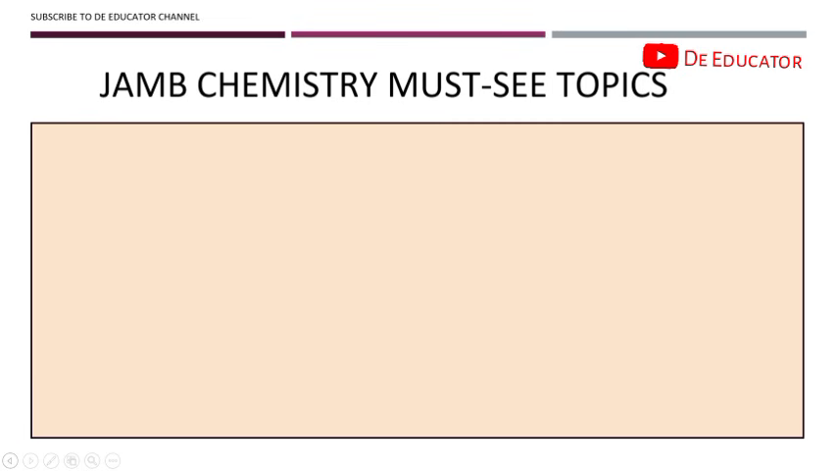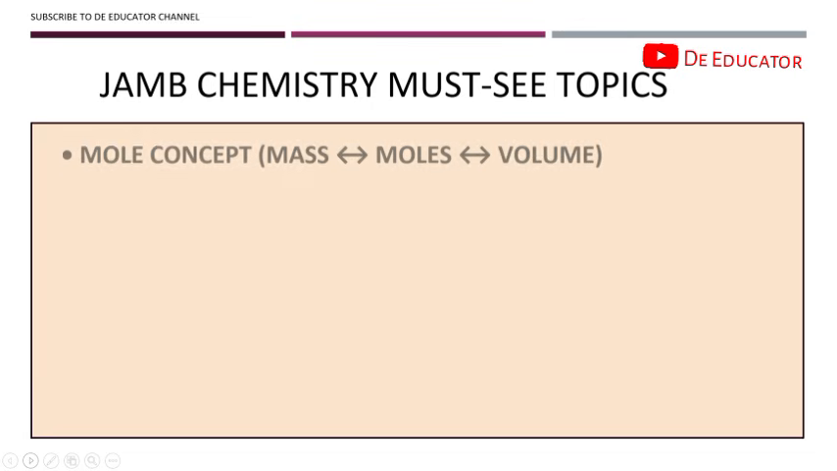Then another thing you should be expecting is stoichiometry. There is no way you are going to prepare for JAMB chemistry examination and not come across stoichiometry. Stoichiometry is the major calculation aspect in chemistry. One of the things you should be expecting there is the mole concept.